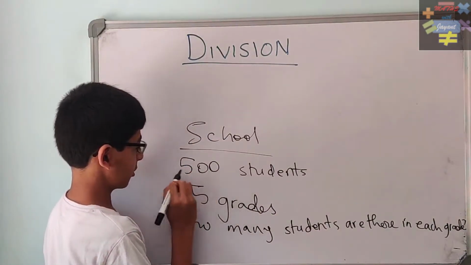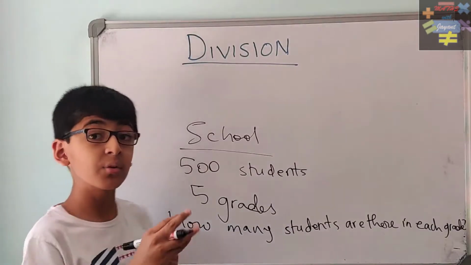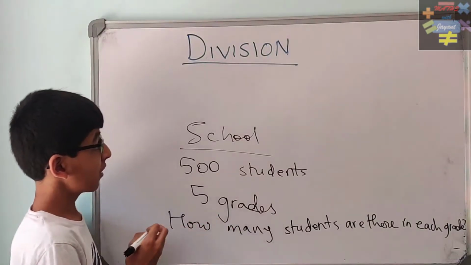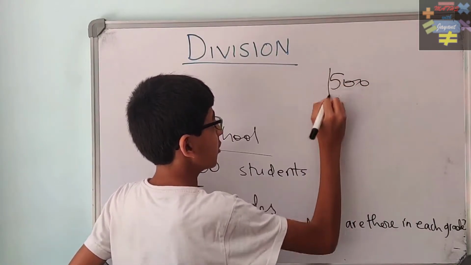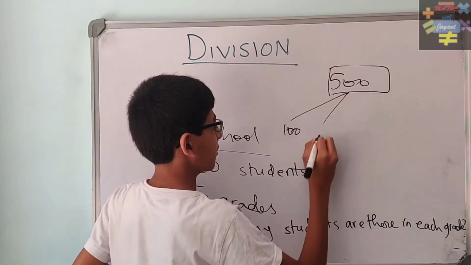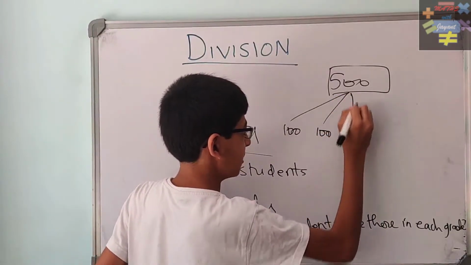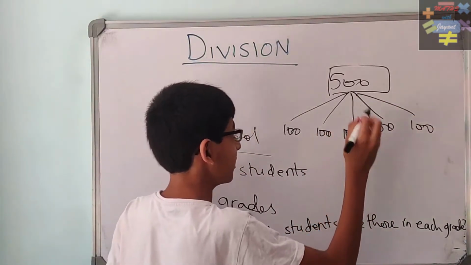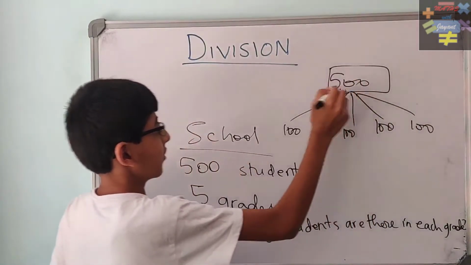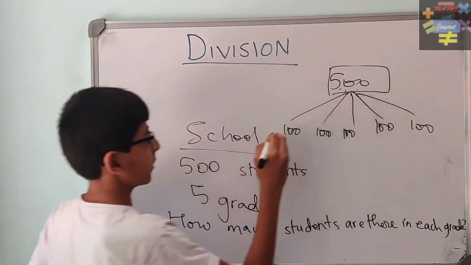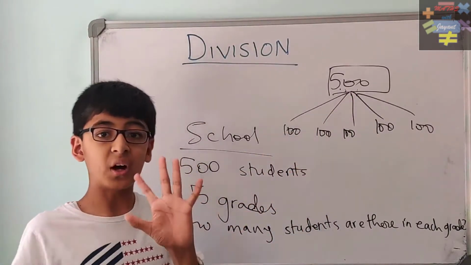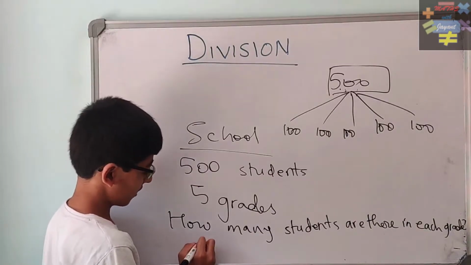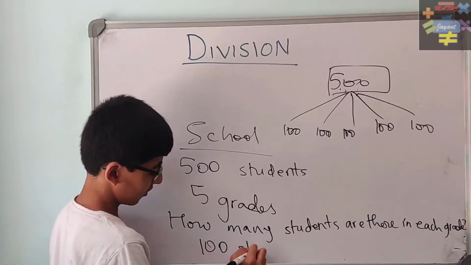For this, we have to separate these 500 students into 5 groups. If we divide 500 into 5 groups, we can put 100 in each group. So 100 plus 100 plus 100 plus 100 plus 100 gives us 500. The 500 is separated like this into 5 equal grades, so we get to know that each grade has 100 students.